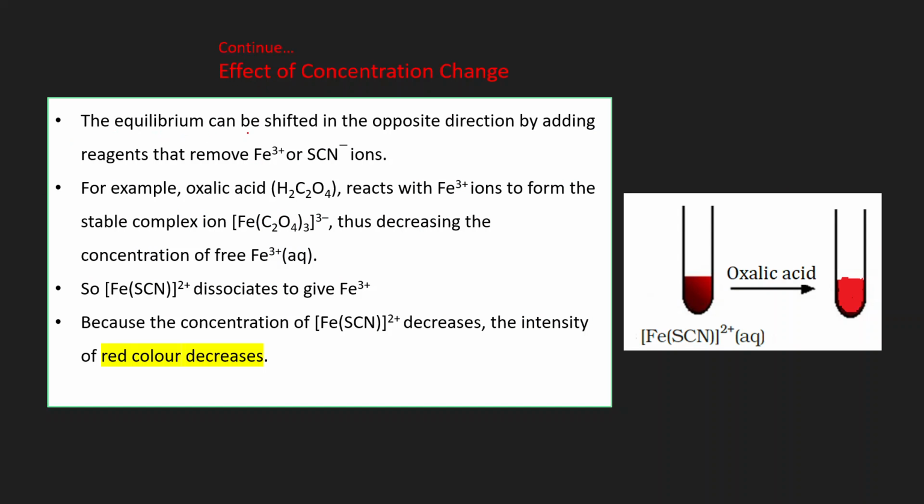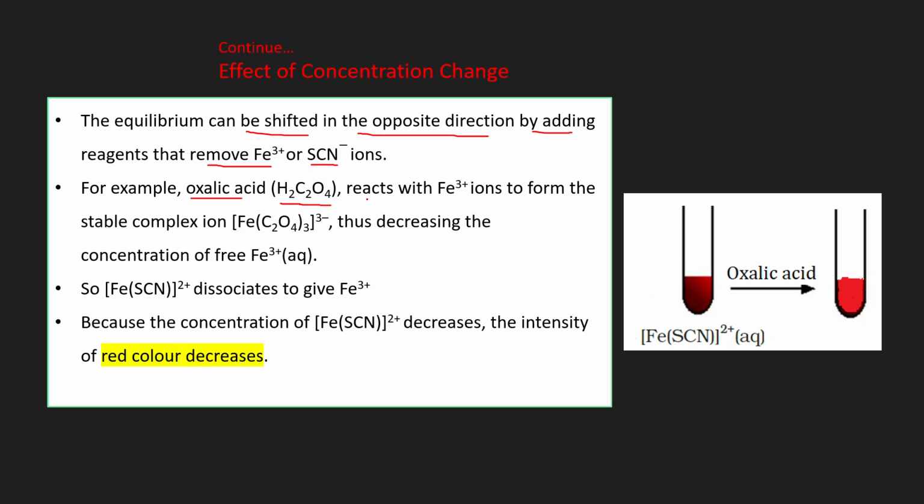Once the equilibrium is reached, the equilibrium can be shifted in the opposite direction, that is, in the reverse direction, by adding reagents that remove Fe3+ ion or SCN- ions. It means if we remove one of the reactants, the reaction will proceed in the reverse direction to increase the concentration of reactants. For example, oxalic acid, its formula is H2C2O4.